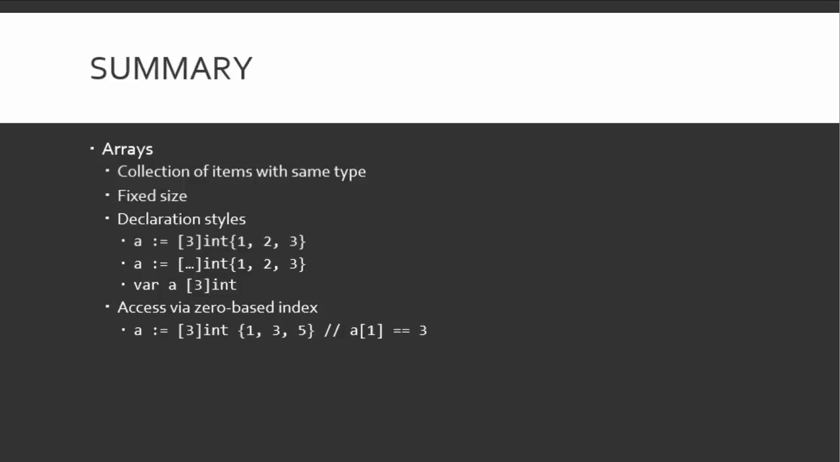So we're going to be counting from the head of the array. So the first element in the array has the index 0, the second element has the index 1, and so on. So in this example, if we ask for the index 1 of array A, we're going to get the value 3 out.